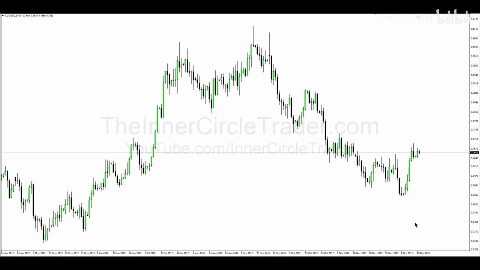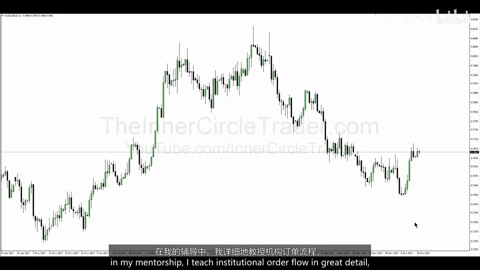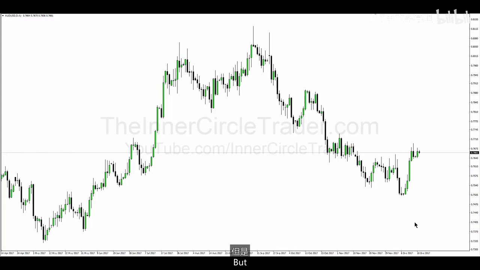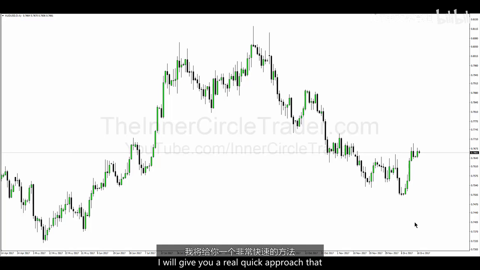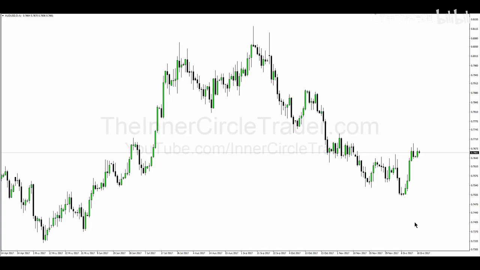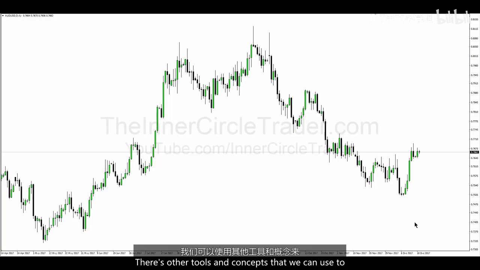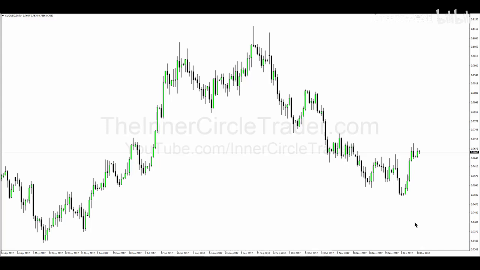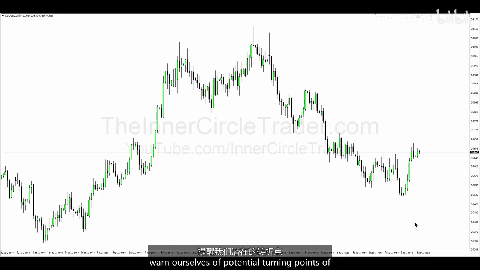While there are several things we can do to arrive at daily bias, and in my mentorship I teach institutional order flow in great detail, that's not what I'm teaching you here. But I will give you a real quick approach that is not as time sensitive, meaning you won't catch the turning points with it. You're going to get the meat of the moves, and that's all you're really required to find to do very well. There are other tools and concepts we can use to warn ourselves of potential turning points, of the likelihood of a reversal.